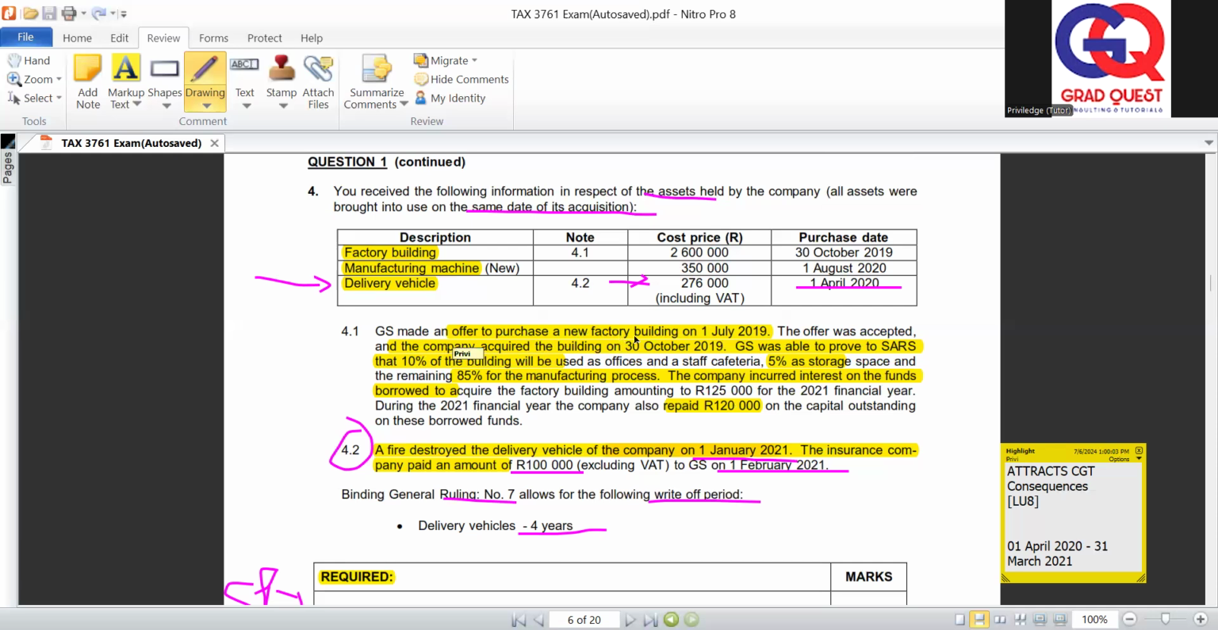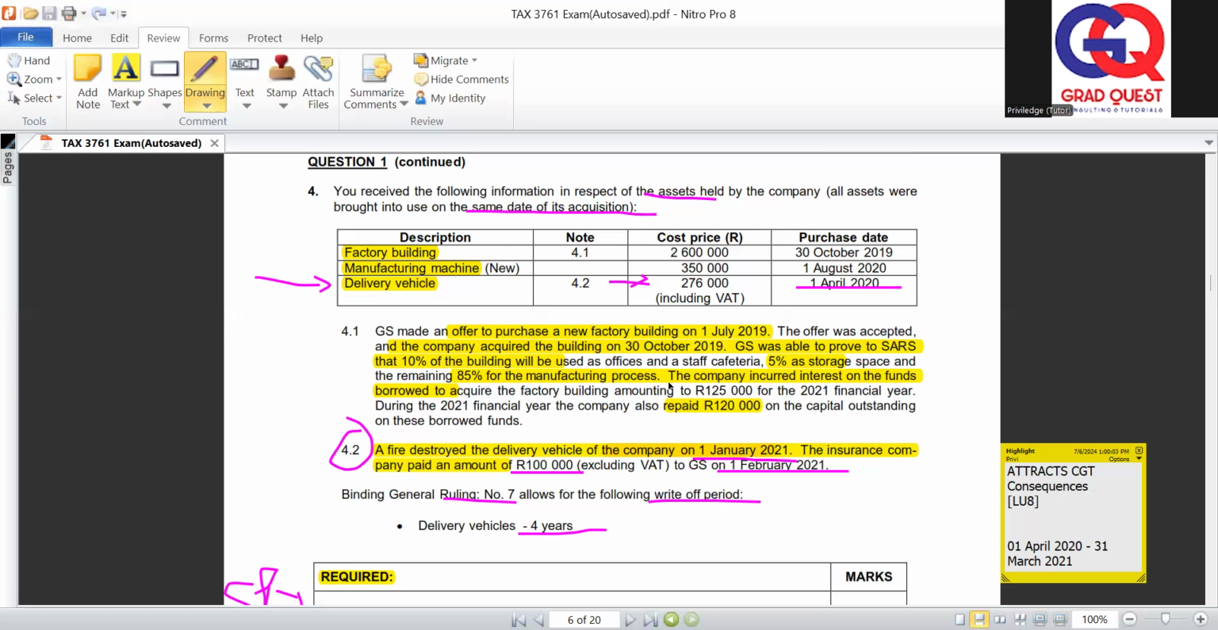Now, GS made an offer to purchase a new factory building on the 1st of July, 2019. The offer was accepted. The company acquired the building on the 30th of October, 2019. GS was able to prove to SARS that 10% of the building will be used as offices in the factory building, 5% as storage space, and the remaining 85% for the manufacturing process. It's crucial to take note of what they are telling you here. The company incurred interest on the funds borrowed to acquire the factory building amounting to 125,000 for the 2021 financial year. During the 2021 financial year, the company also repaid 120,000 on the capital outstanding on these borrowed funds.